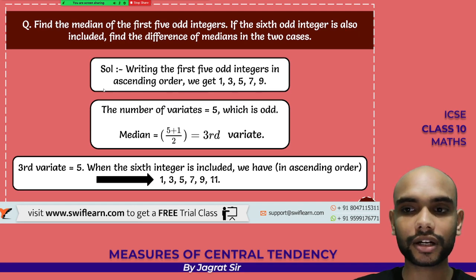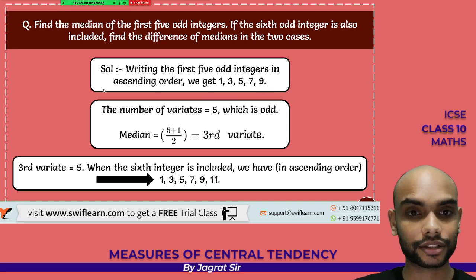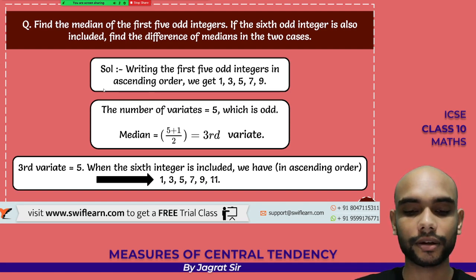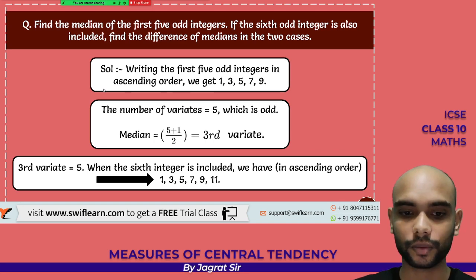If the sixth odd integer is also added, so that would be what? 11. 11 will be the sixth odd integer. So now you are having 6. So 6 upon 2, that is 3, third term, and 6 upon 2 plus 1, fourth term. So 5 and 7 का आपको क्या निकालना है? You have to find the average of 5 and 7. So 5 plus 7 is what? 12. And 12 divided by 2.